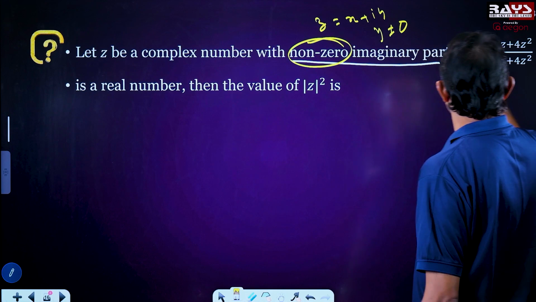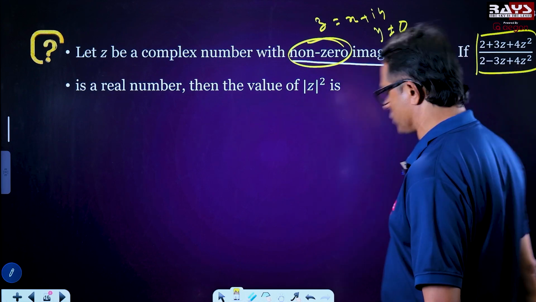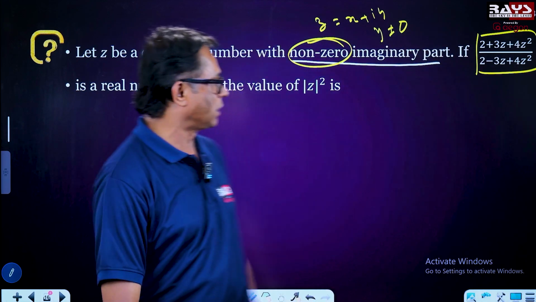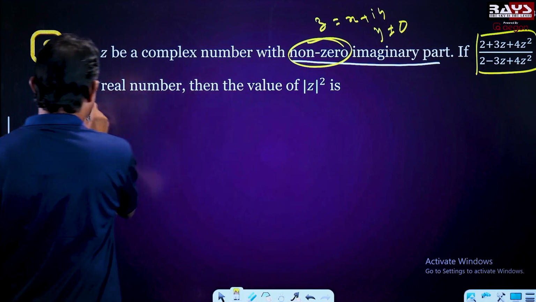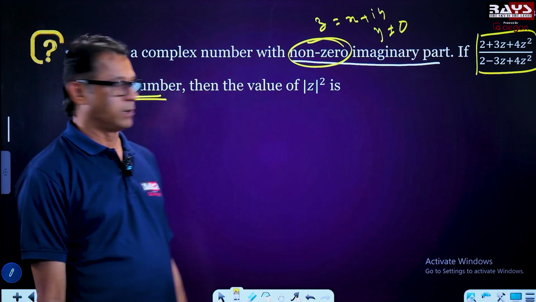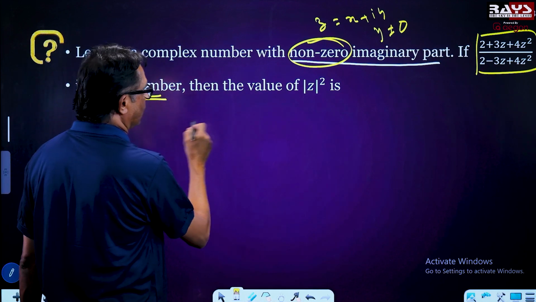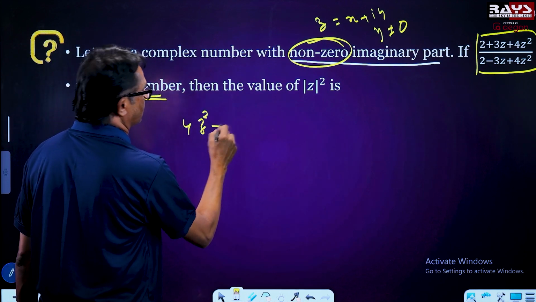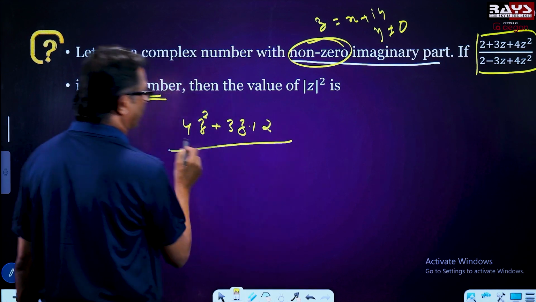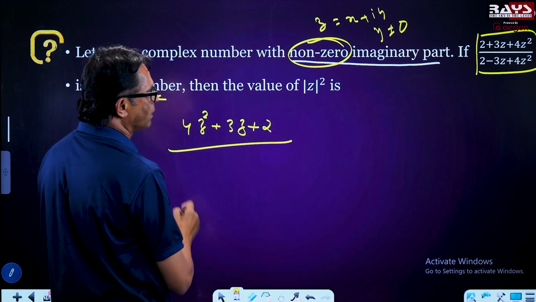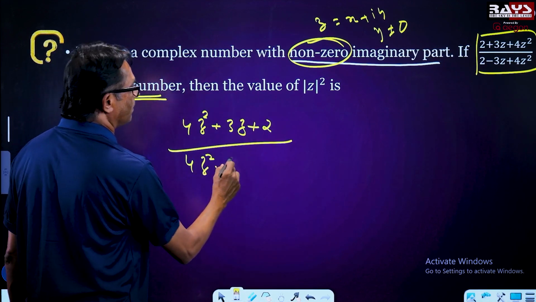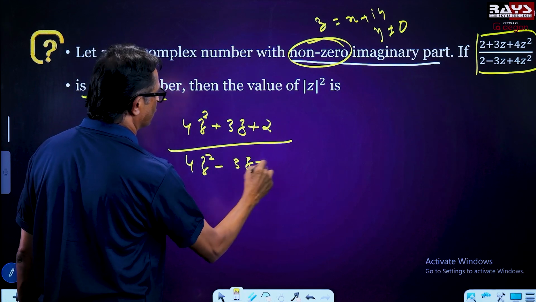And given that (2 plus 3z plus 4z square) by (2 minus 3z plus 4z square) is purely a real number, then what is the value of mod z square? So let us take that function. Let us write like this: 4z square plus 3z plus 2 by 4z square minus 3z plus 2.